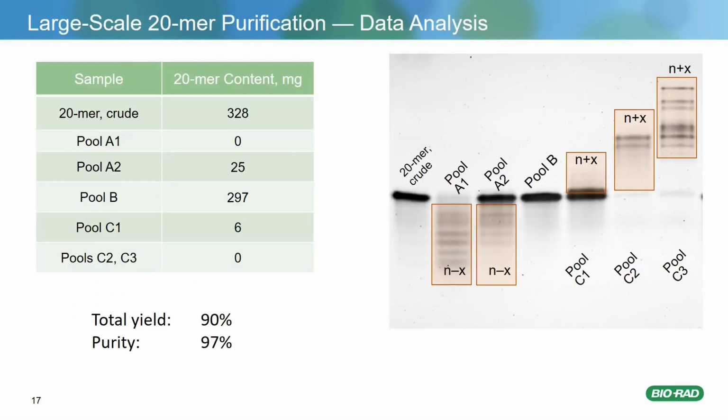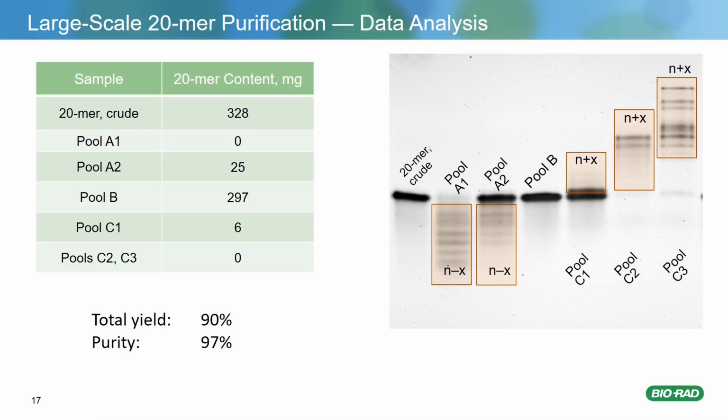Here is the data analysis for that large-scale purification. On the right, you can see the SDS-PAGE runs with our pools A1, A2, B, C1, C2, and C3. As you can see, A1 has just the N-X. Pool A2 has some of the target, which is the 20 mer, and N-X. Pool B appears to be clearly just 20 mer. And then for C1, C2, and C3, you can see the N+Xs increasing as the fraction goes further out.